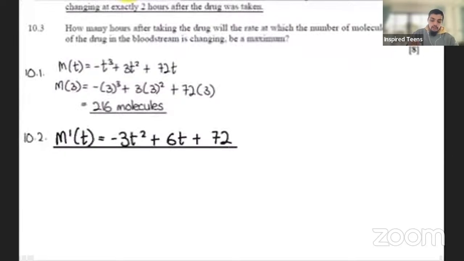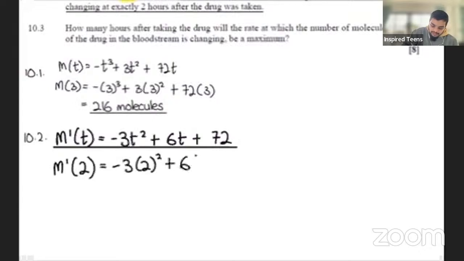It doesn't give us an actual answer for the rate, because we need to substitute a value for t to get an actual value. That's why they say exactly 2 hours after the drug was taken. So we have to substitute 2 into the derived equation, where 2 is the input: minus 3 times 2 squared plus 6 times 2 plus 72. This gives us an answer of 72.